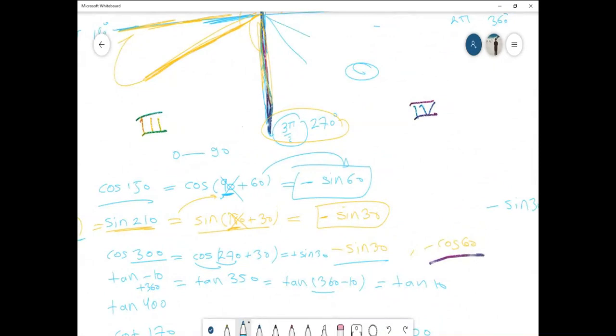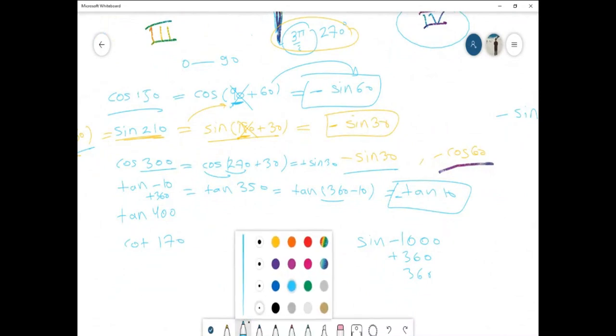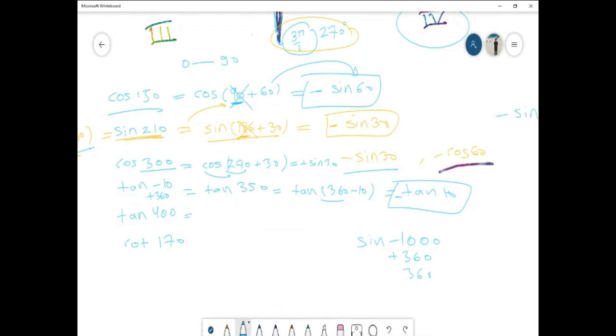Tangent of 360 minus 10. 360 was not that dangerous, so it will be tangent 10. The sign will not change. But what about the positivity and negativity? 350 is here, right? So tangent was negative here, so negative. So this is my answer.